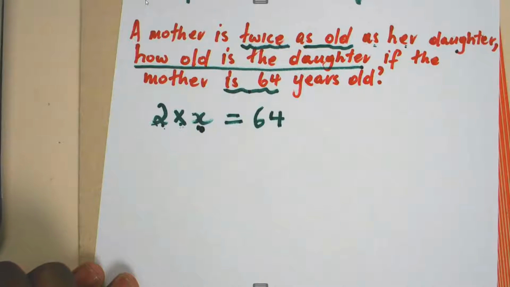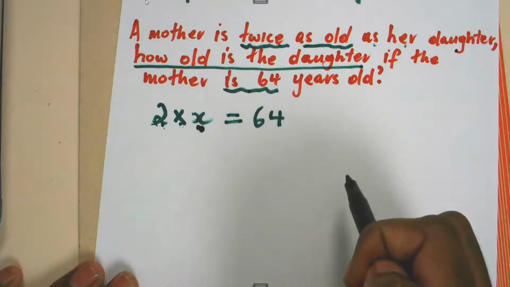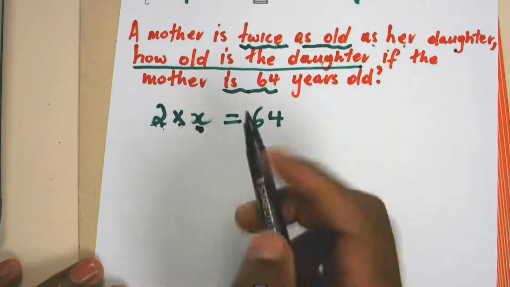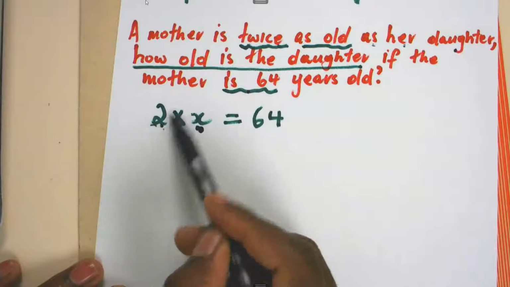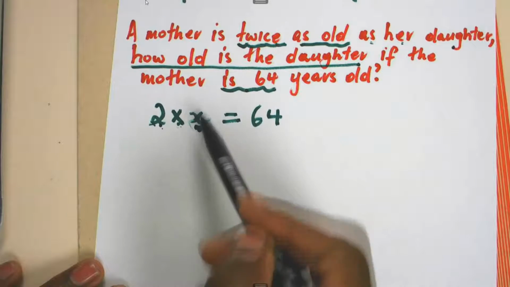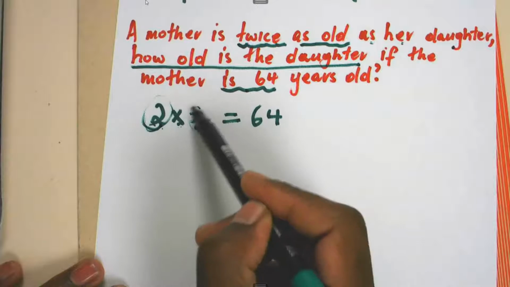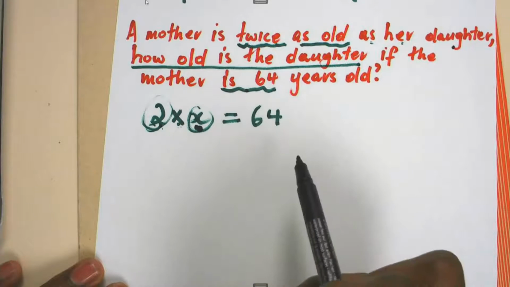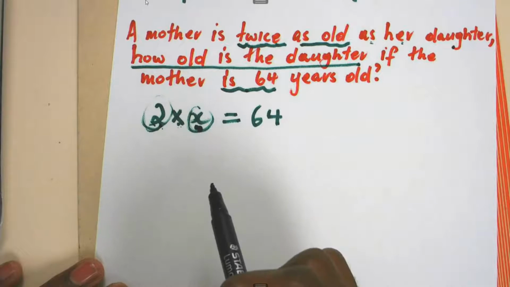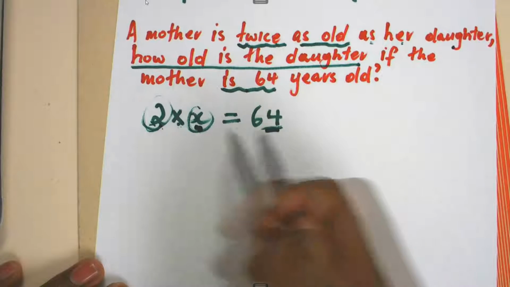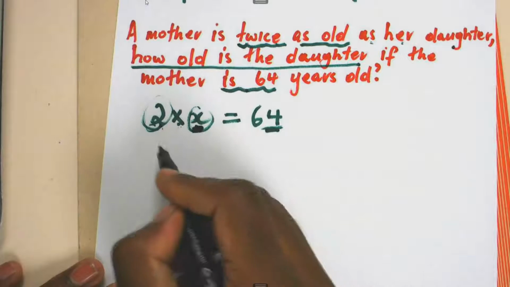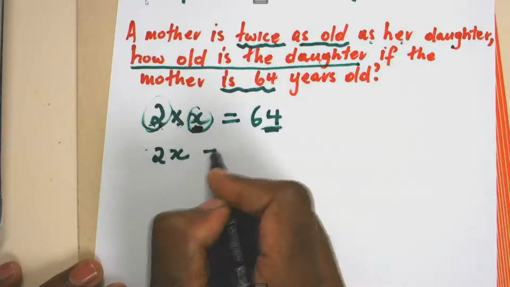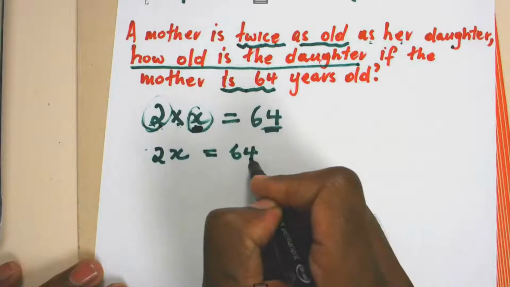So it's going to be equal to. Can you see? So the mother will be what? 64. So how do we then write it? We were given the words twice as old, which we don't know. But now we know. So the one we don't know now is the daughter. Now we are told the mother is 64. The daughter is the one we don't know. So when we write it in short as an equation, it's going to be 2x equals 64.